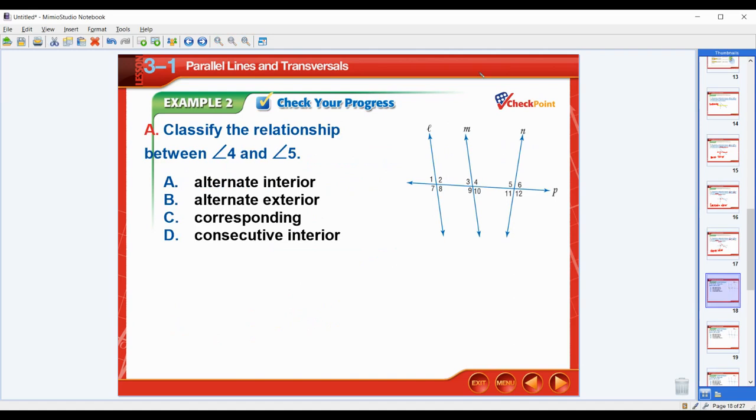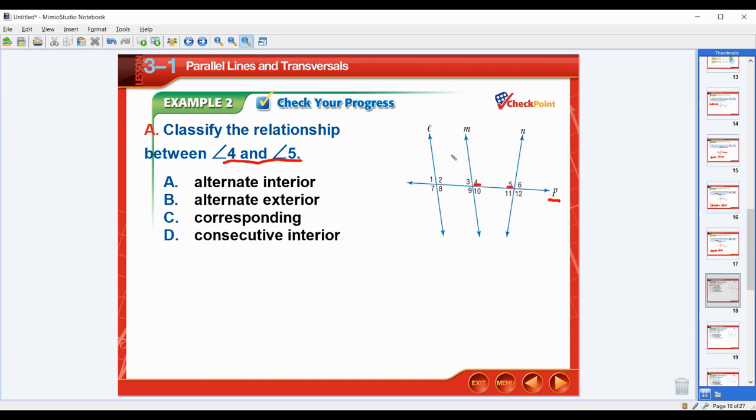All right, let's make it a little bit more challenging here. We have 3 lines here. P is our transversal. So think of P as the line that's going through 2 or more lines here. L, M, and N are going to be the lines we're looking at. And P is our transversal. So 4 and 5 here. We're talking about angle 4. We're talking about angle 5.